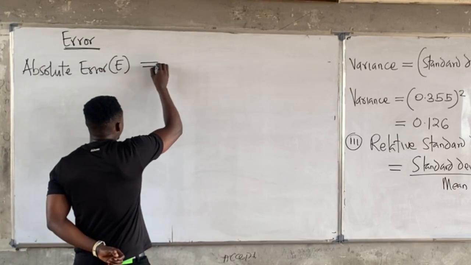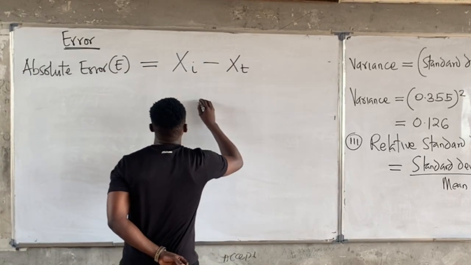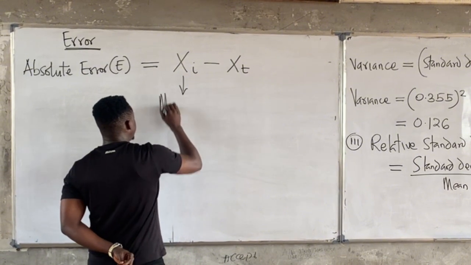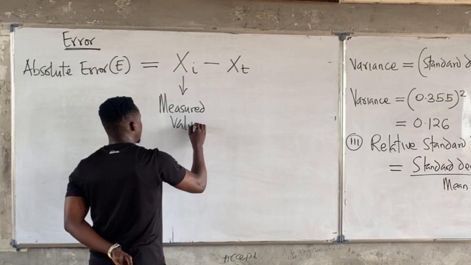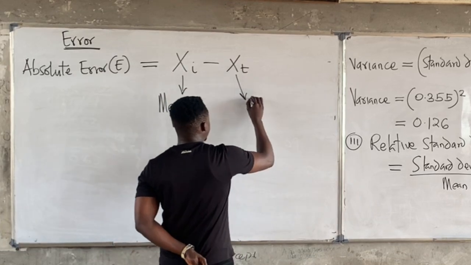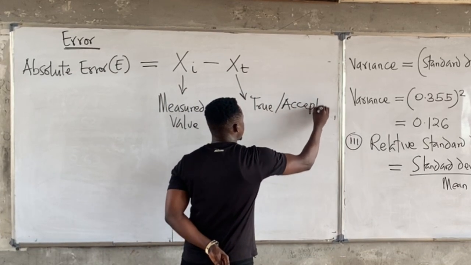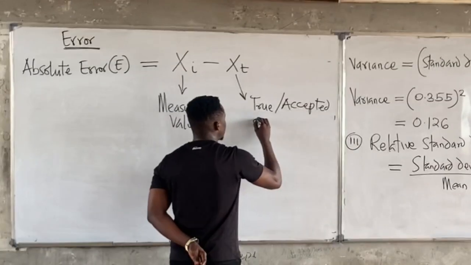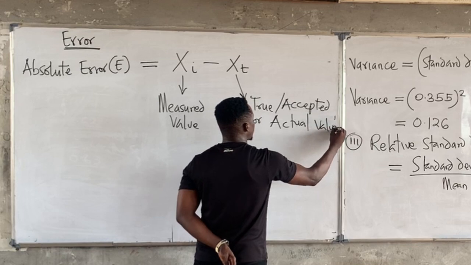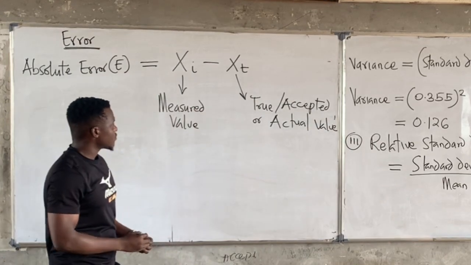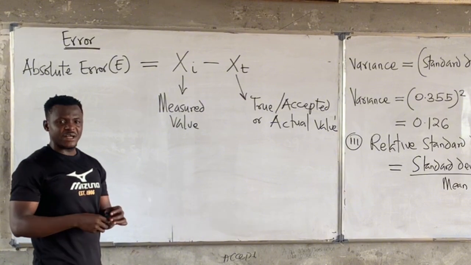So, what is this? This is xi minus xt, where xi is the measured value and xt is the true, accepted, or actual value. Now, the xt is the true, accepted, or the actual value.